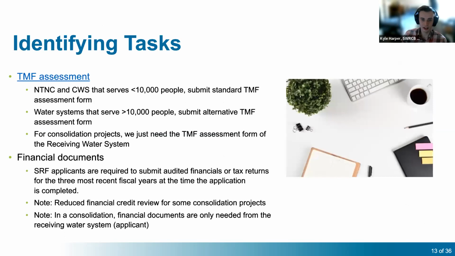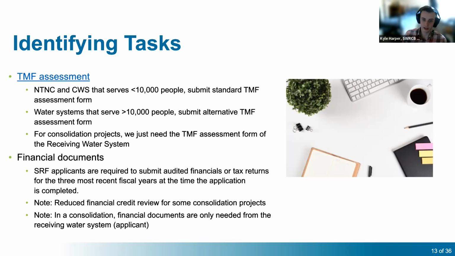Jumping to the next task, that would be TMF assessments. We included in this slide a link to the necessary TMF forms, but the actual form varies depending on the system. For non-transient, non-community systems or community water systems that serve less than 10,000 people, the standard TMF assessment form is required. But for systems that have more than 10,000 people, please submit an alternative TMF assessment form. And for consolidation projects, we just need a TMF assessment form for the receiving water system.